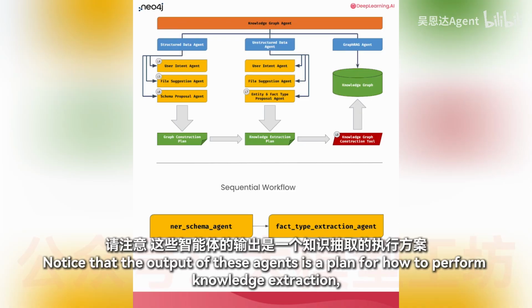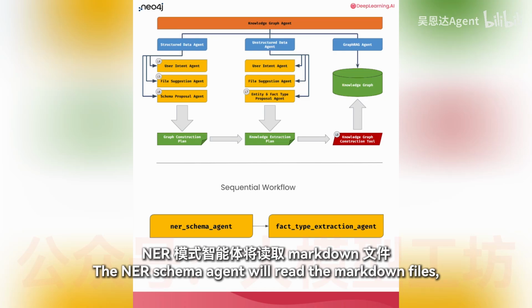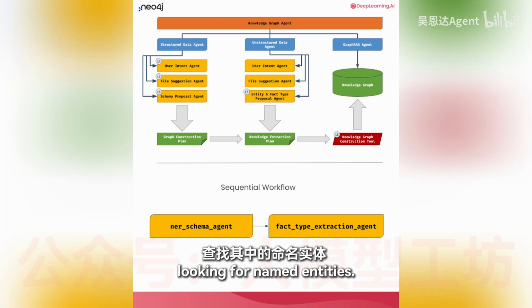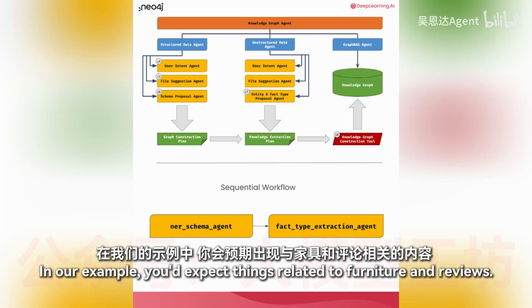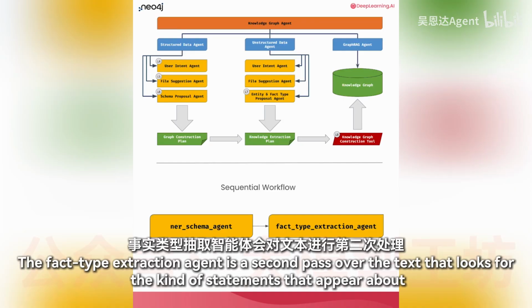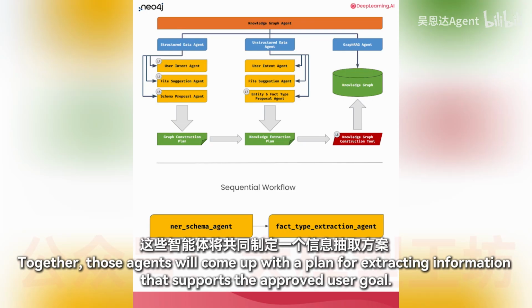Notice that the output of these agents is a plan for how to perform knowledge extraction, not to do the extraction itself. The NER Schema Agent will read the Markdown files looking for named entities. These are people, places, or things that are prominent in the text. In our example, you'd expect things related to furniture and reviews. The Fact Type Extraction Agent is a second pass over the text that looks for the kind of statements that appear about those things. So, for example, some furniture has issues. Together, those agents will come up with a plan for extracting information that supports the approved user goal.